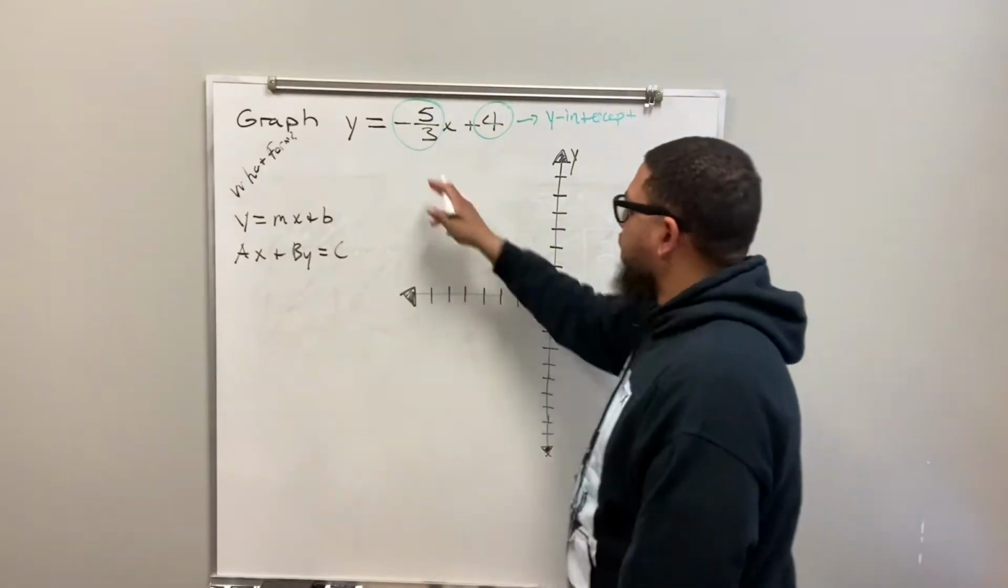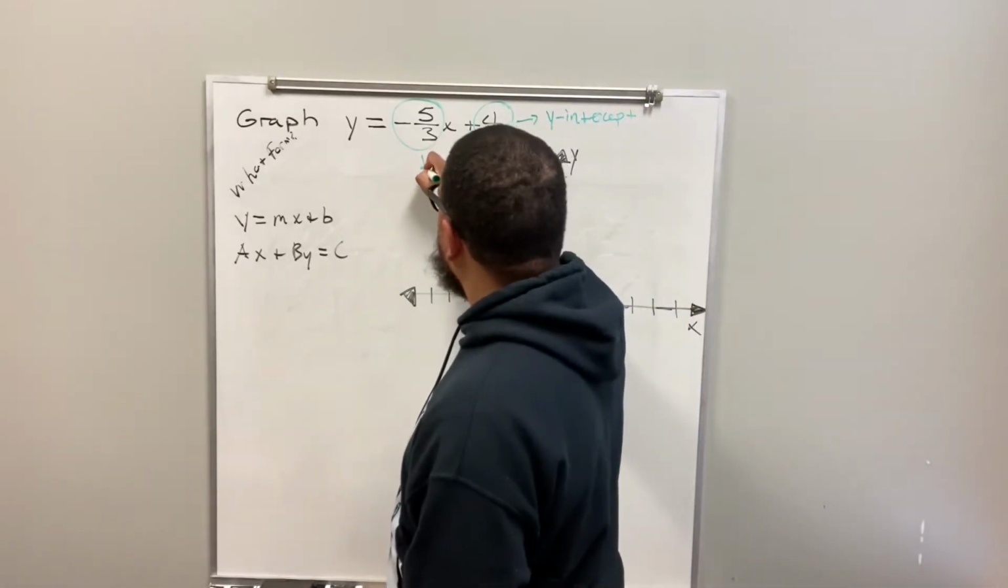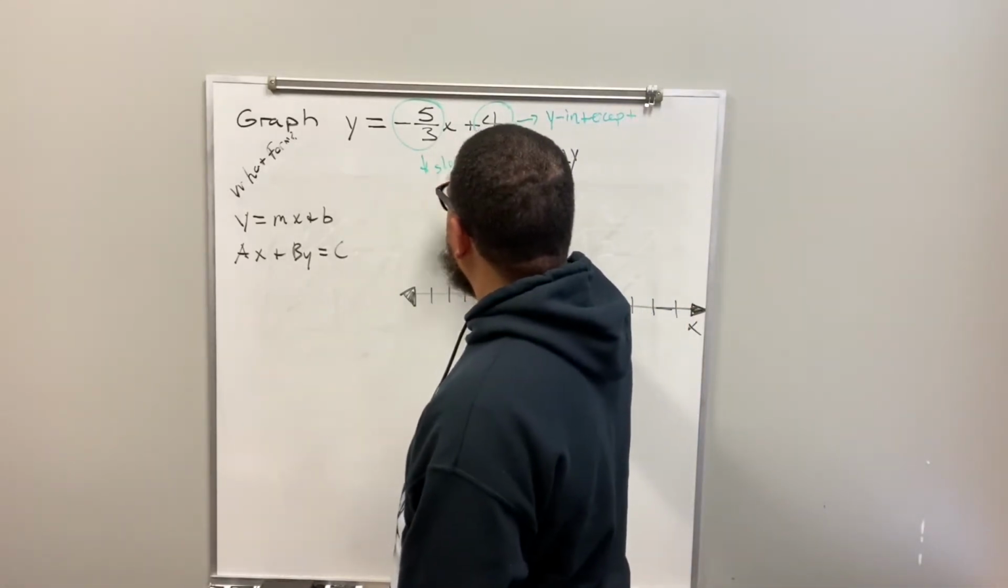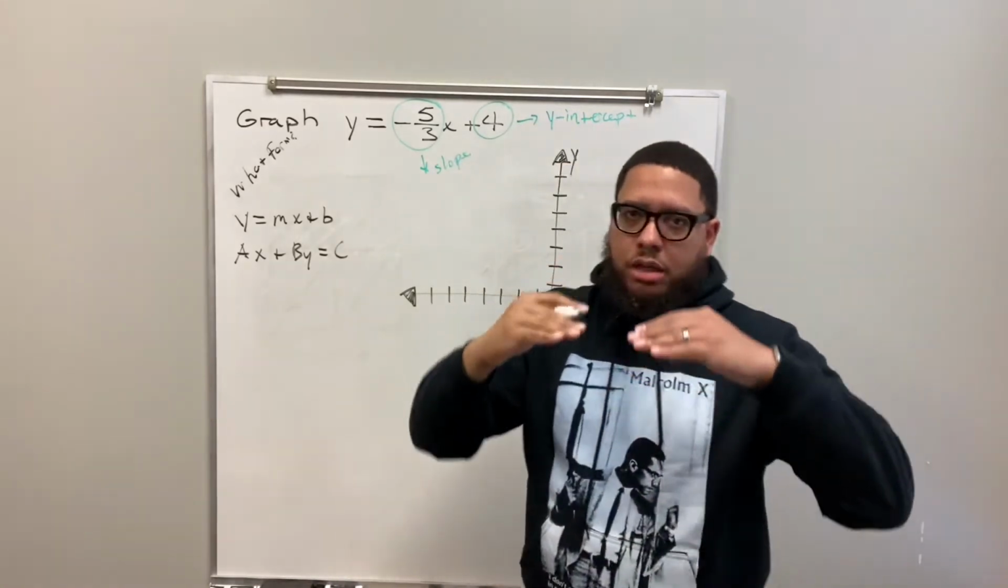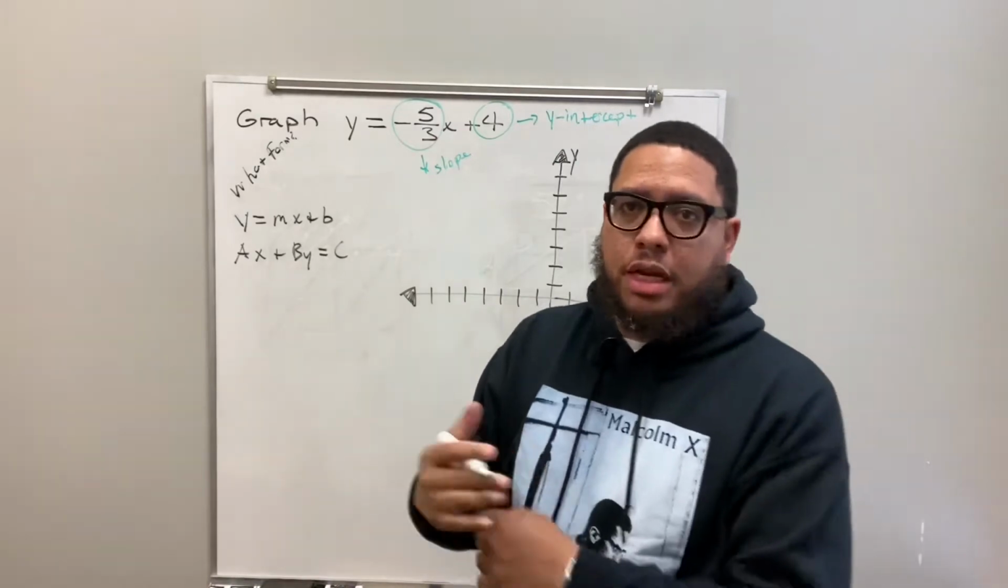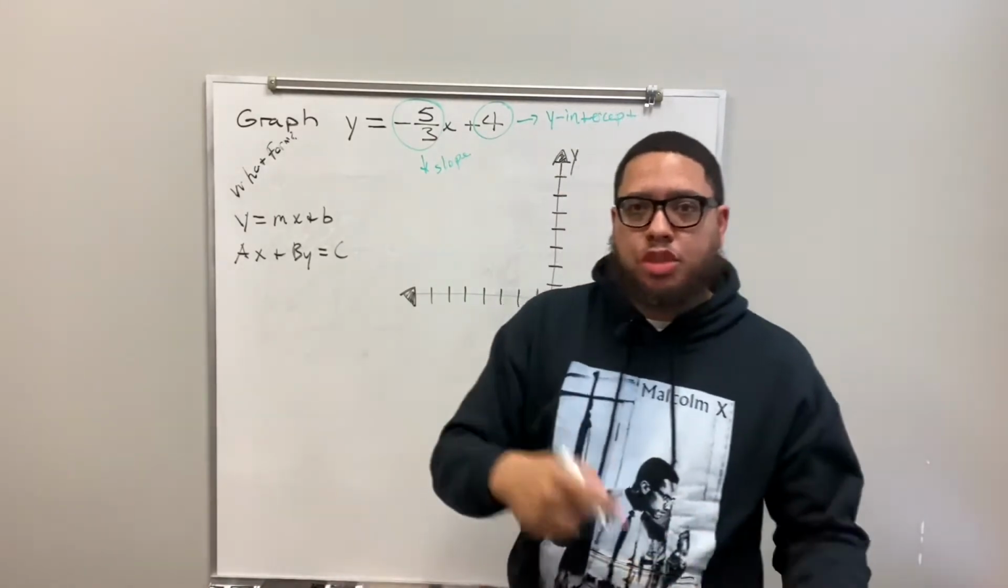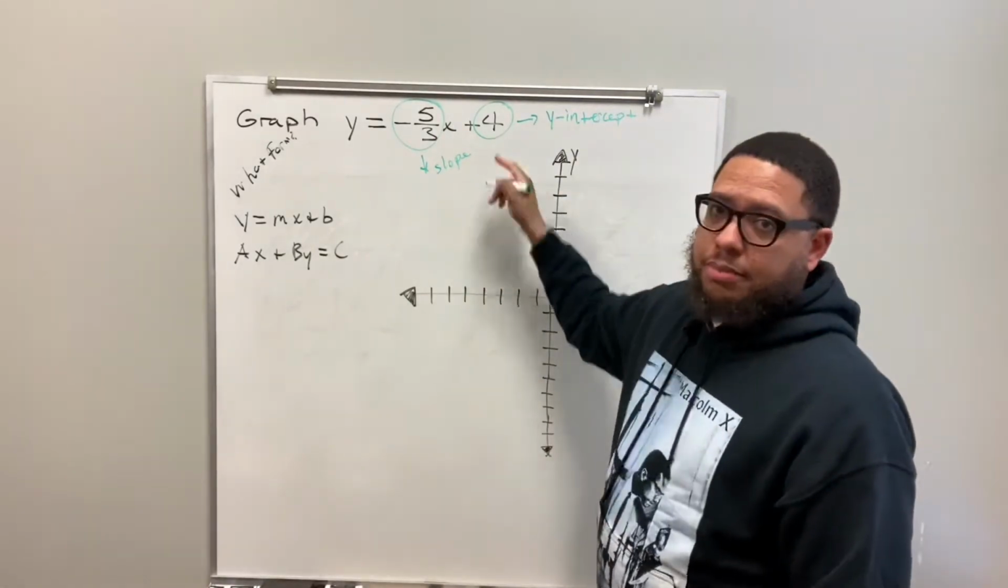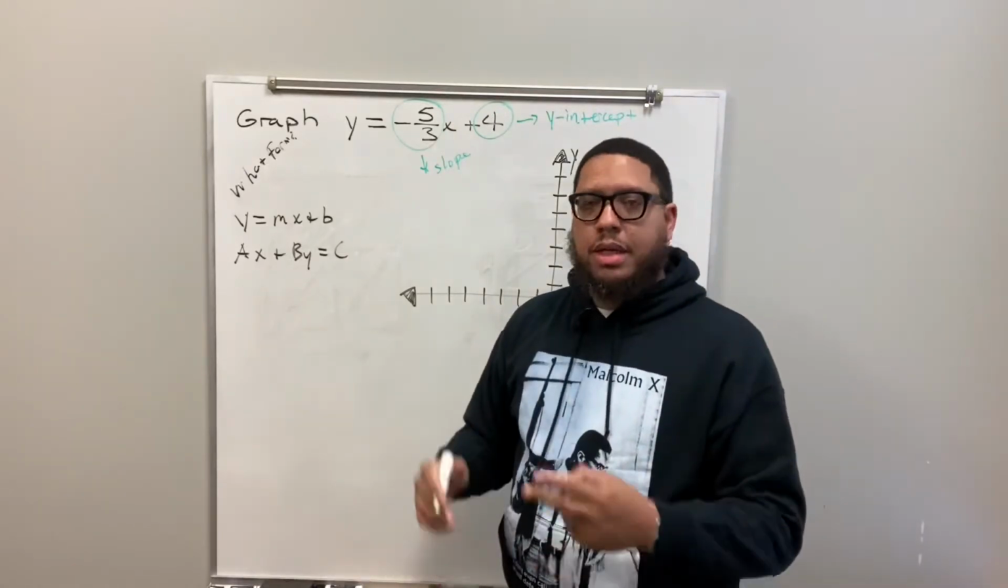All right. Now, this right here is called my slope. The slope basically tells you how slanted or flat the line is or is not going to be. And the slope also is a set of instructions as to how to get from the first point, which will be my y-intercept, to the second point. That's what the slope tells me.